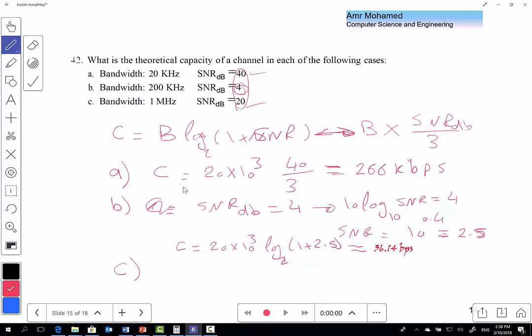Assume that 20 is too high, so we can calculate capacity equals again 20 times 10 to the power 3 times 20 divided by 3. So that's 400 divided by 3 kilobits per second. So it's around 133 kilobits per second.